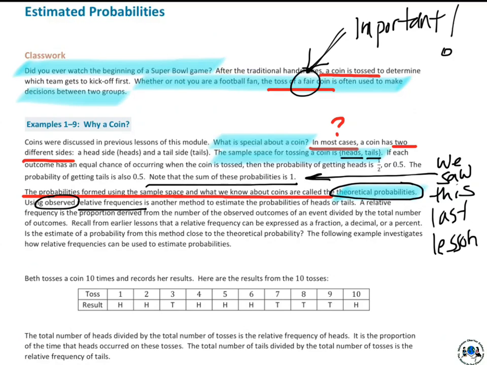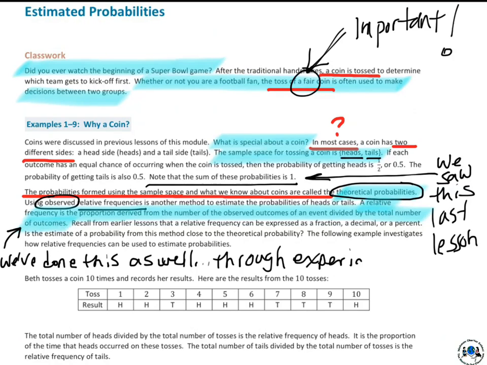But if we use observed relative frequencies, like running experiments like we have, that is another way to estimate the probabilities of heads or tails. Now, a relative frequency is the proportion derived from the number of observed outcomes of an event divided by the total number of outcomes. Of course, we've done this as well through our various experiments and lessons prior to this one. You're going to recall from earlier lessons that a relative frequency can be expressed as fractions, as decimals, or as percents.